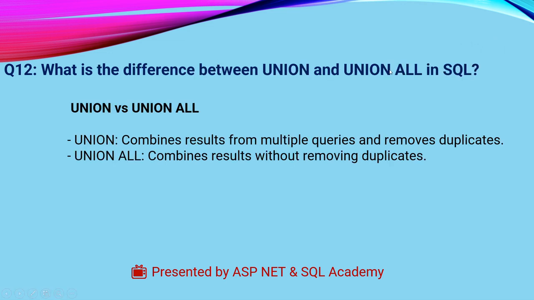The union operator combines the results from multiple queries, removing duplicate rows from the final result set. In contrast, union all combines results without removing duplicates, making it faster but returning all rows, including repeated values.